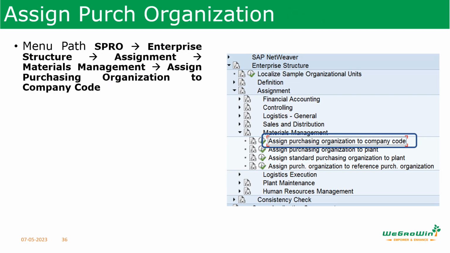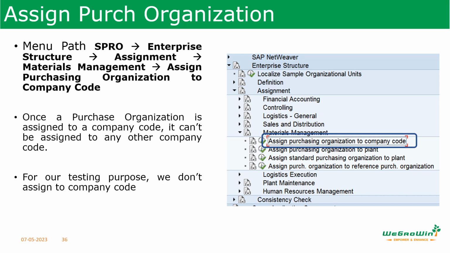In purchasing organizations, if you want to assign them, the menu path is shown here. So here we can see different combinations: assign purchase organization to company code, assign purchase organization to plant, or assign the standard purchase organization to plant. Based on the business scenario, various options are here. You can use them. But please note that assigning a purchase organization to a company code is required only when you want to create a purchase organization specific to a certain company code. After assigning a purchase organization to a company code, you cannot assign this purchase organization to any other company code. I am repeating this because these things have to be clear.